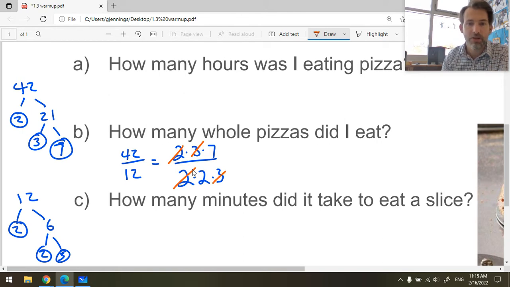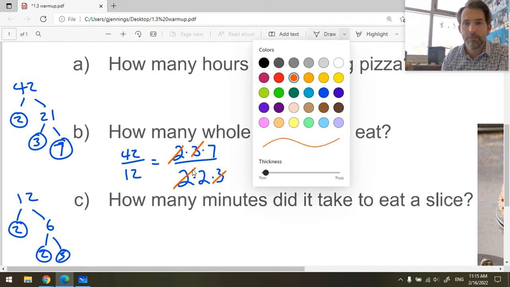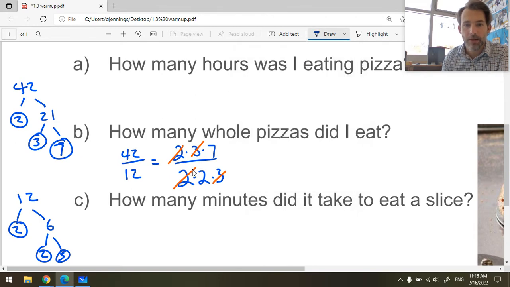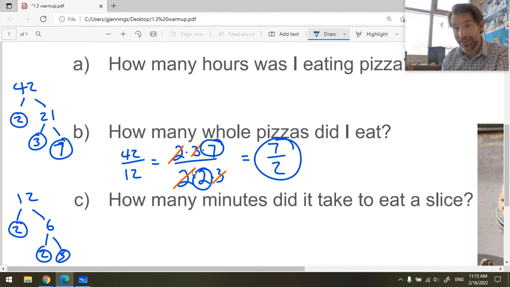And I'm left with this equaling 7 over 2. The last things that are left are my answer. Okay, 7 divided by 2. This is the number of pizzas I ate. How many pizzas is that? Written another way, that's 3 and 1/2.